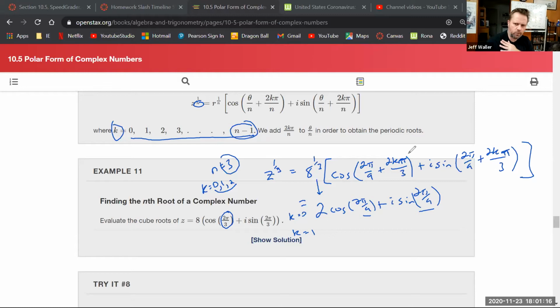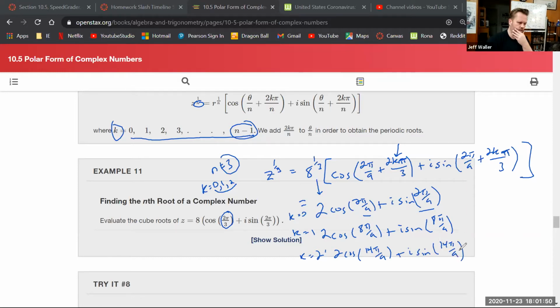And then if k is 1, I'll get 2 pi over 9 plus 2 pi over 3, which is, let me think, 6 pi over 9 and 2 pi over 9 is 8 pi over 9. And again, you can just throw that in the calculator. And if k is 2, I get 2 cosine, add another 6 pi over 9. Okay.